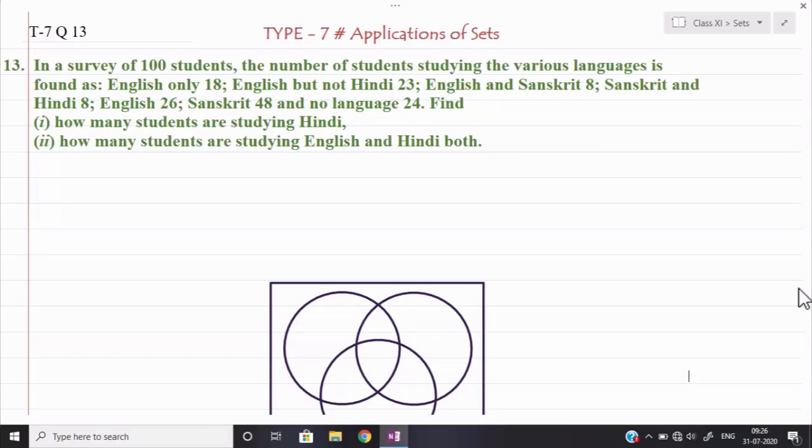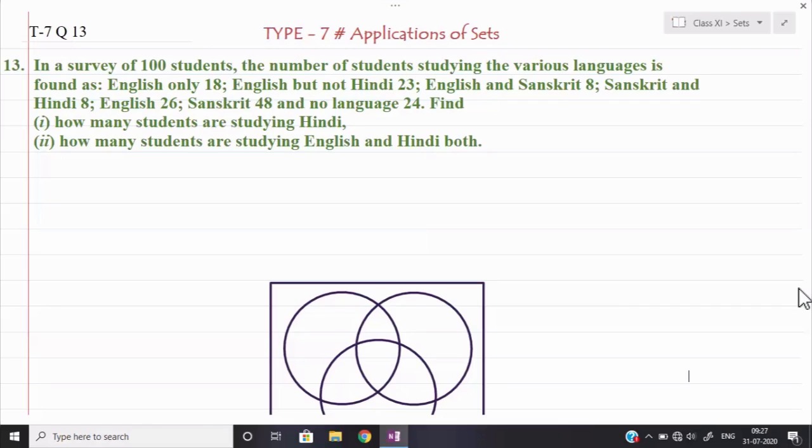Similarly, Sanskrit is given as 48. One thing to note over here: how many students are studying Hindi overall is not given in the question. And the most important part of this question is no language 24. No language 24 means that out of the 3 categories given, English, Hindi and Sanskrit, they are not studying any of these 3 languages. They may be learning a 4th language, any other language, but these 3 languages they are not learning. Out of 100 students, some students are like that, who are not studying any of the languages.